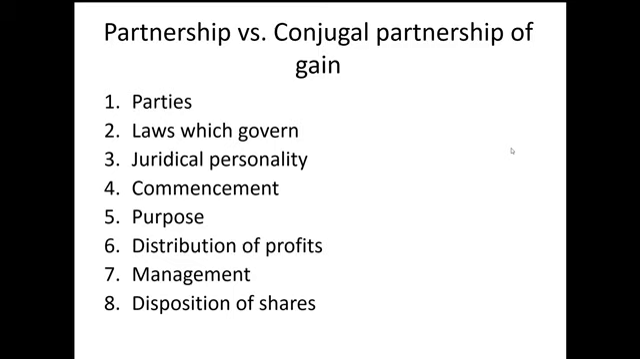Next, disposition of shares. In partnership, a partner may dispose his interest in the partnership. But I repeat, the transferee does not become a member of the partnership. Ang tawag sa kanya ay assignee of interest lang. Pero sa conjugal partnership of gain, of course, the husband and wife are prohibited to dispose their shares in the conjugal fund.